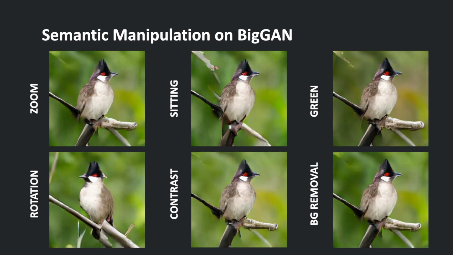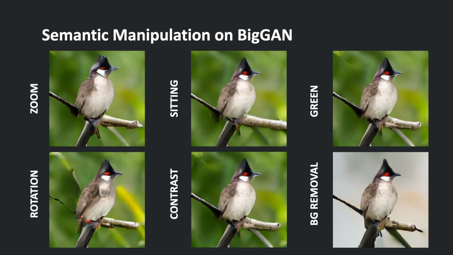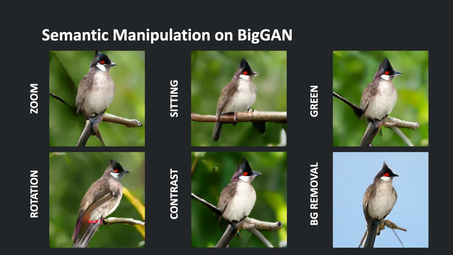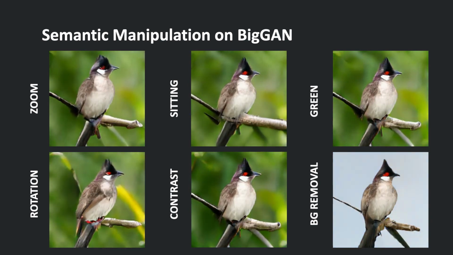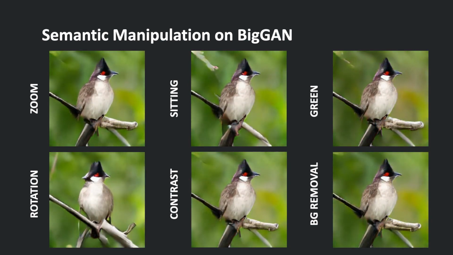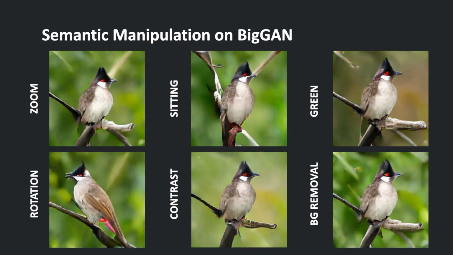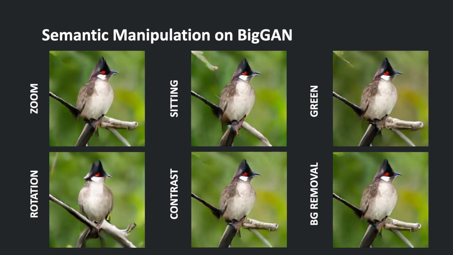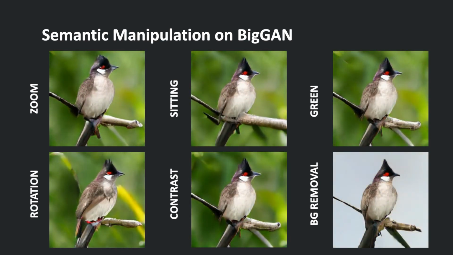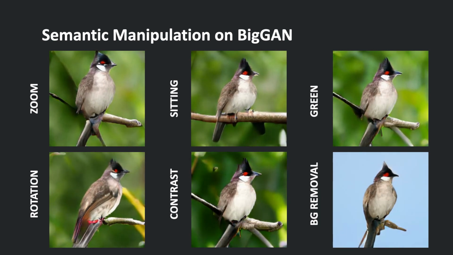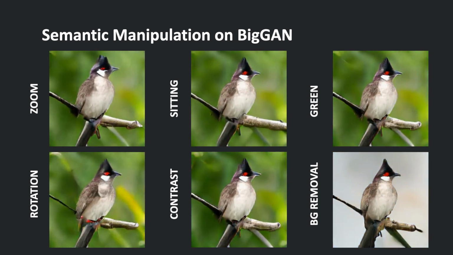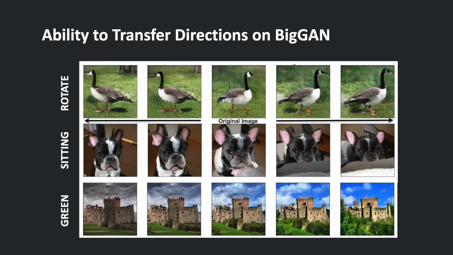We also evaluate our approach using a pre-trained BigGAN model that is conditionally trained on 1000 ImageNet classes. Our model is able to detect several semantically meaningful directions such as zoom, rotation, contrast, as well as some finer-grained features such as background removal, sitting, or green background.